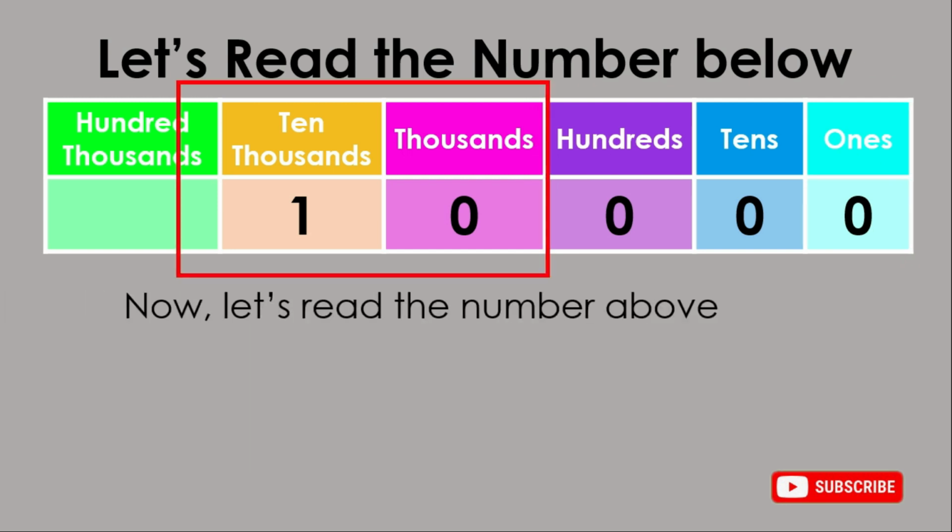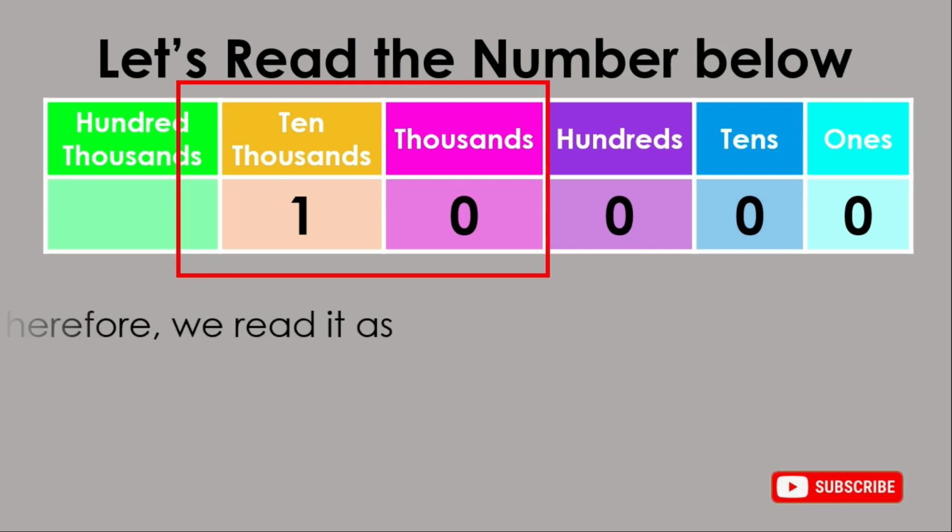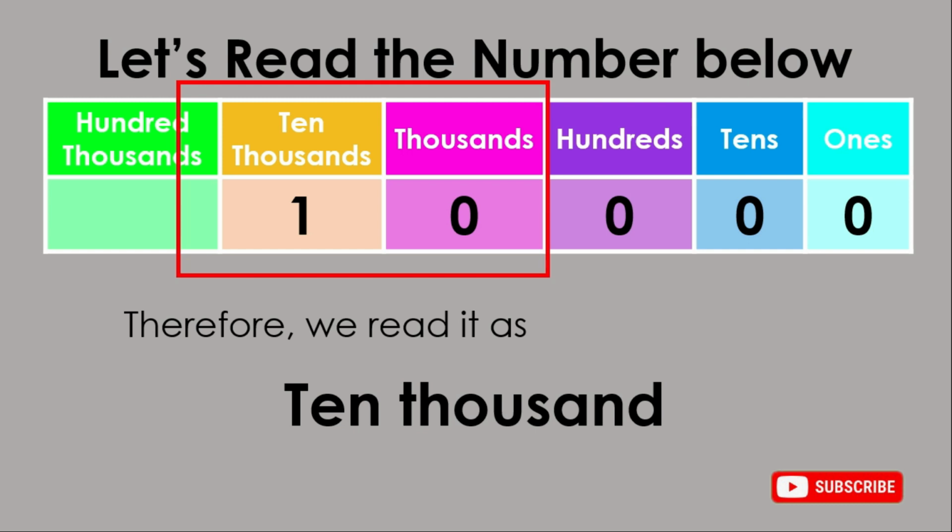Now, let's read the number above. From this group of numbers, we read it as 10. And this group is in the thousands place. The second group of numbers are all zeros. Therefore, we read it as 10,000.